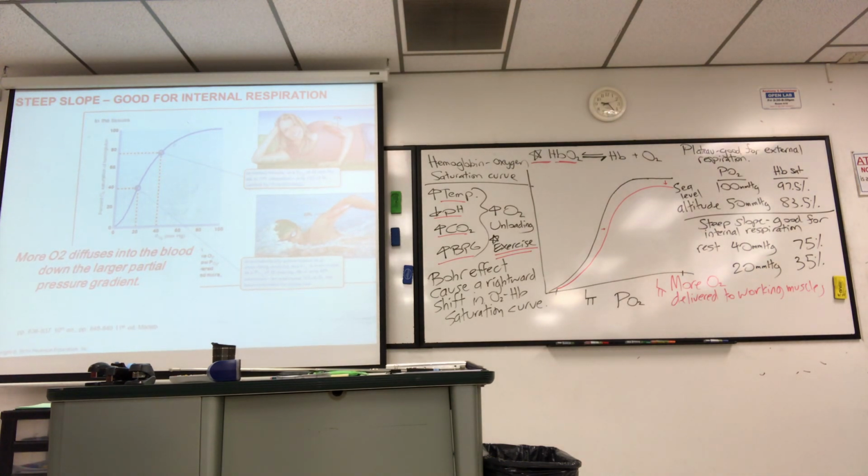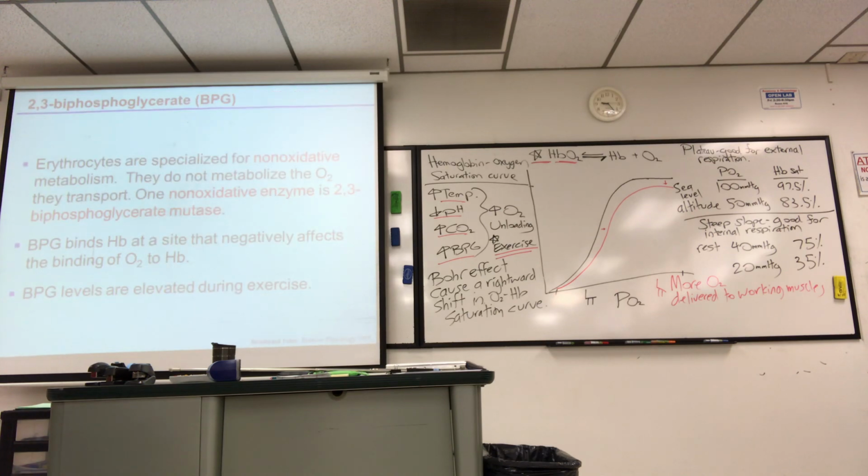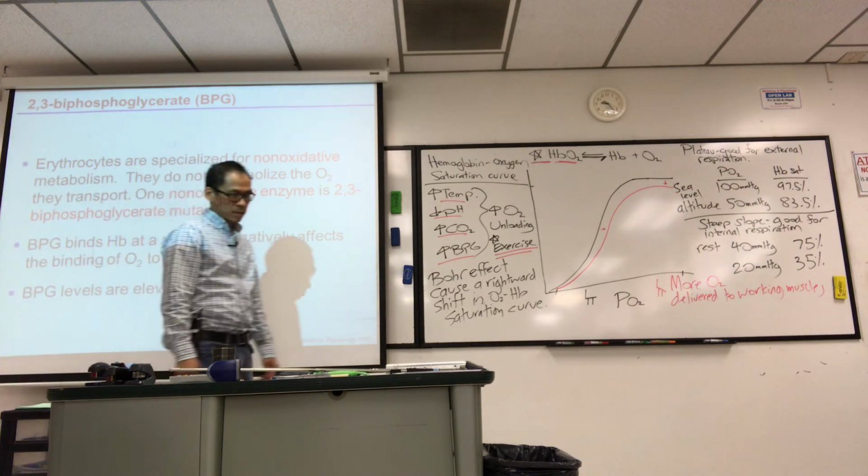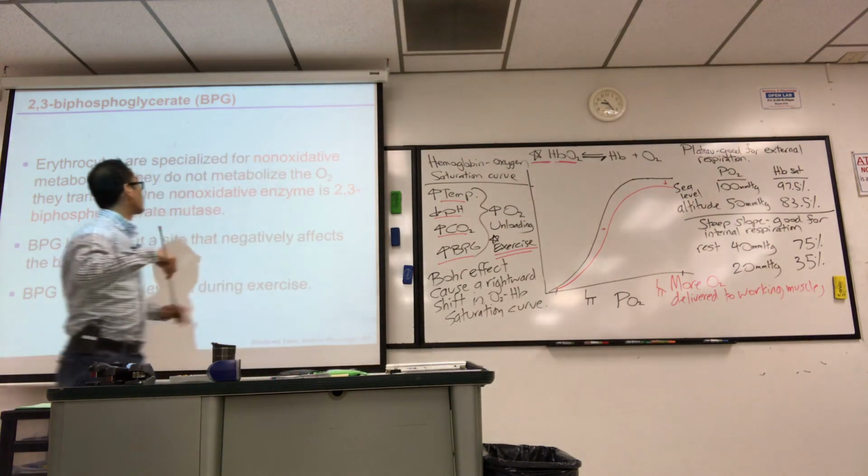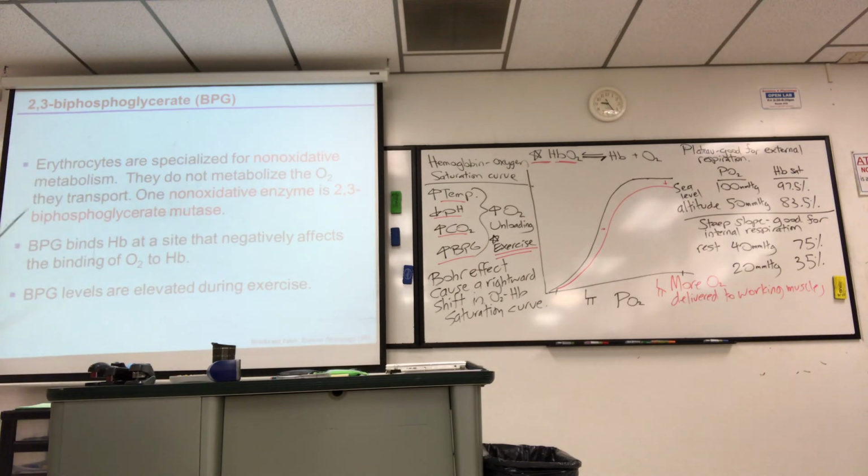I have one slide on BPG because I haven't mentioned that before. BPG is an acronym for 2,3-biphosphoglycerate. Let me describe what it is. RBCs, erythrocytes, are specialized for non-oxidative metabolism. They don't metabolize the oxygen they transport. So one non-oxidative enzyme is 2,3-BPG. Let's remember that erythrocytes also don't have mitochondria or a nucleus, so they need this non-oxidative metabolism. BPG is one of those things that helps them do that.